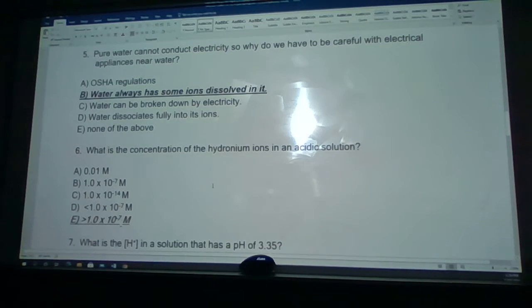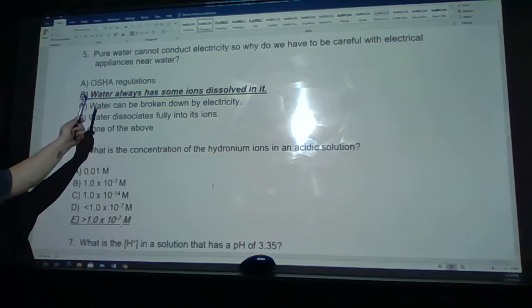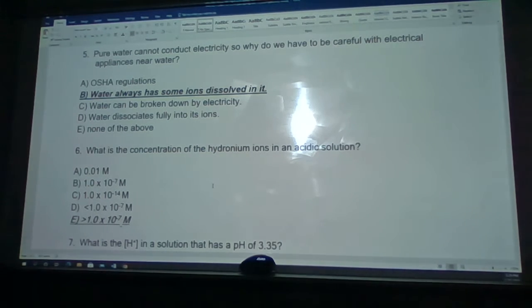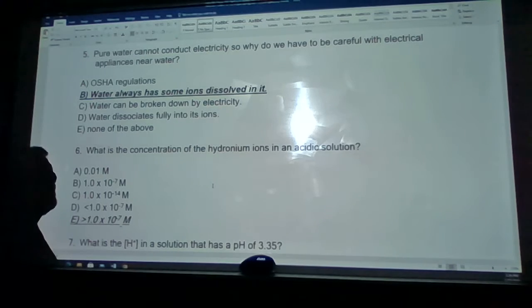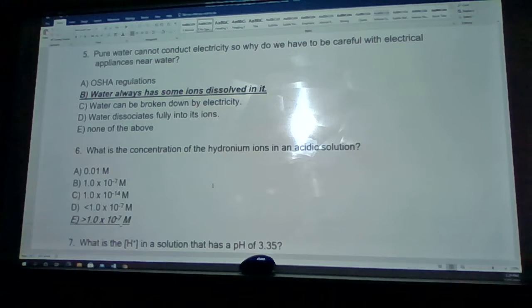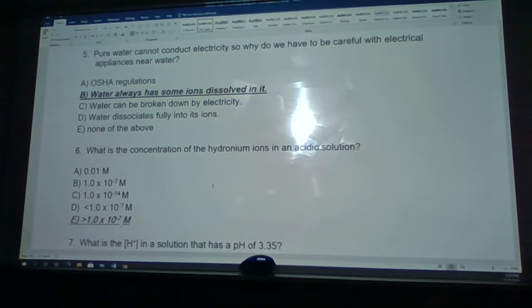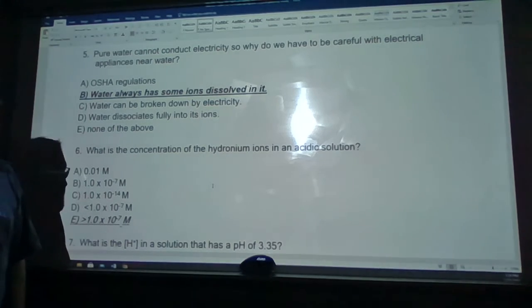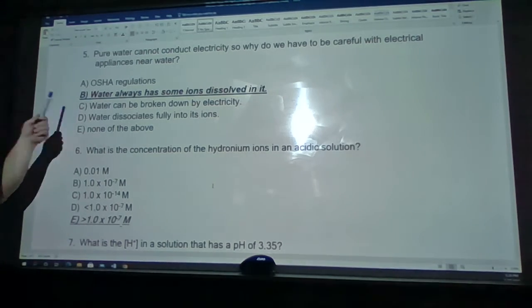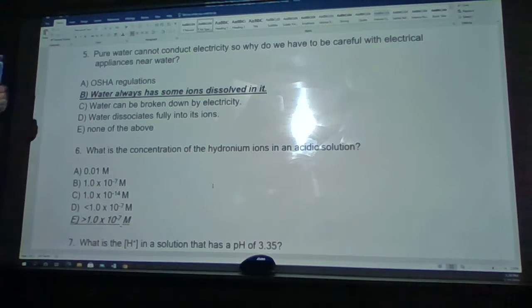Number 5, pure water cannot conduct electricity. So why do we have to be careful about electric appliances near water? It is the presence of dissolved ions in water that causes electricity to conduct. So water always has some ions dissolved in it. That's why it's unwise for us to have a blow dryer near water or an electric heater or something like that. That's why it conducts electricity.